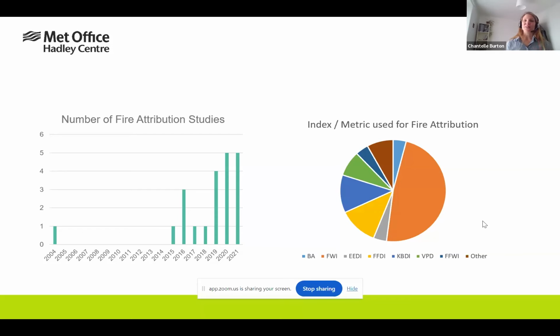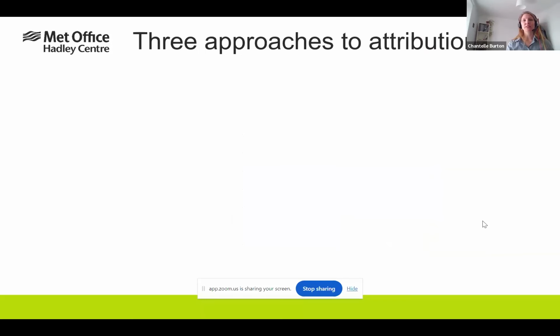So there are lots of different approaches to try and tackle this question, reflecting the complexity, I think, of fire as an impact and the newness of the field. So in addition to trying to use different approaches to look at fire, there are a number of different approaches to attribution as well, which I wanted to go over.